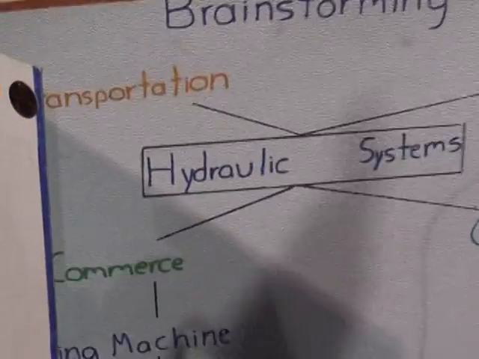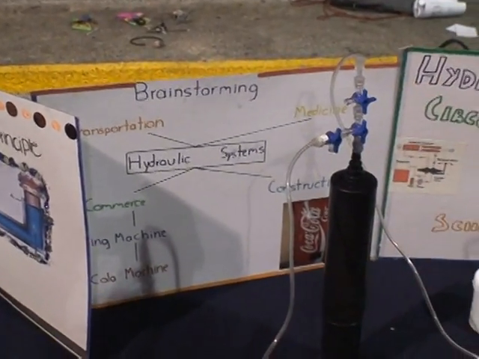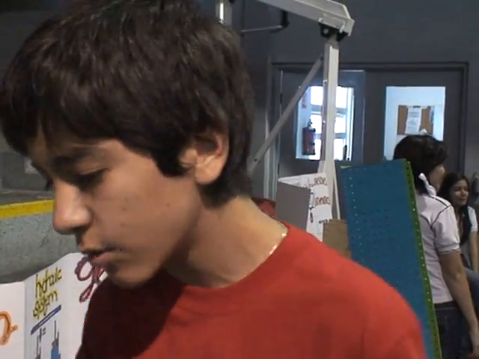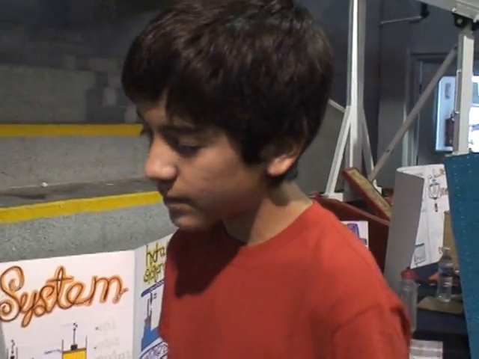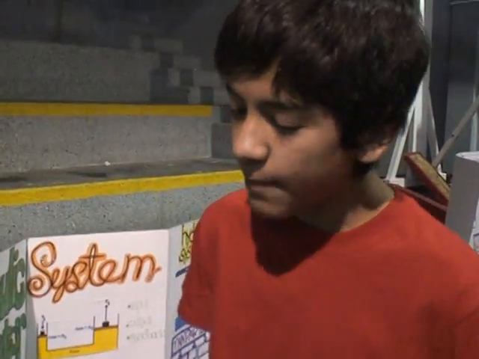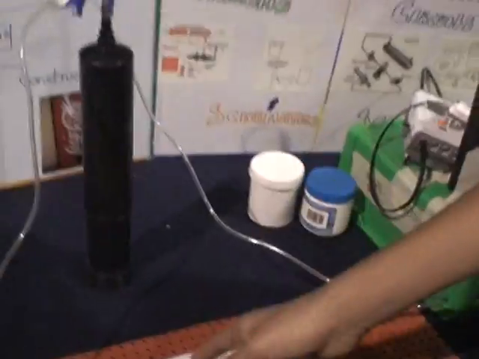This is our brainstorming. As you can see, there are four main branches: transportation, medicine, construction, and commerce. In commerce, there are soda or Coca-Cola machines, electrical vending machines. We decided to go with the vending machine because it's very interesting and we wanted to show you how it works. The purpose of this machine is to dispense single-serving containers for personal consumption. The main parts of this machine are the air pump, the double-acting cylinder, the hoses, the syringes, the box, and the products for sale.